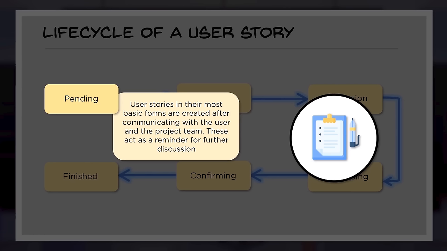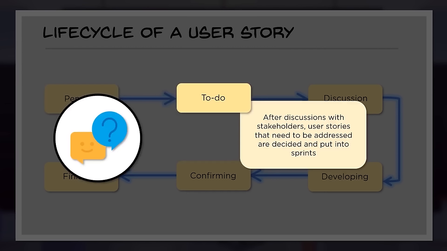Will there be a possibility that these user stories will be modified as we progress? The answer is yes and no, both. It may be modified, but the discussion further goes on from this basic understanding of that particular user story. Further discussion is to elaborate on that, make sense out of it and confirm. Then after discussion with the stakeholders, the user stories that need to be addressed are decided and put into sprints.